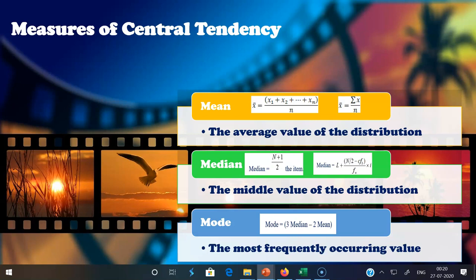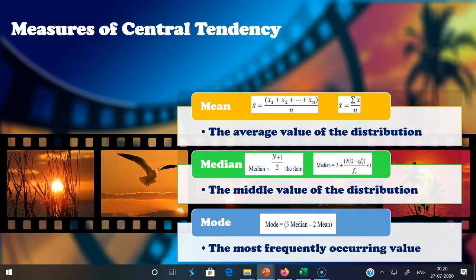Now I am moving to the mode. The mode is the most frequently occurring score or most repeated value. The term mode has come from the French, in which it means fashion. As a statistical term, mode is the value that occurs most frequently in a statistical distribution. So I emphasize that the mode is called the most frequent value or most occurring value.